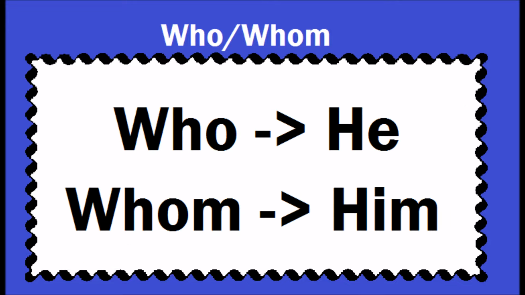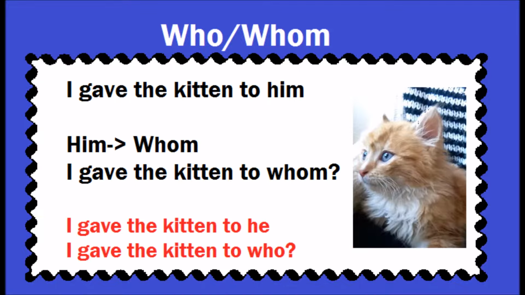A quick way to check if you're using the right one is to use the substitution method again. When you use who in a sentence, it should be able to be substituted for he or she, and whom should be able to be substituted by him and still make sense. So in the example, "I gave a kitten to him," we can change him to whom, and you can see that it still makes sense. This is because whom and him are both objects of the sentence, and if you try to write "I gave a kitten to he," and then "I gave a kitten to who," we can see both times that it doesn't make sense in standard English.